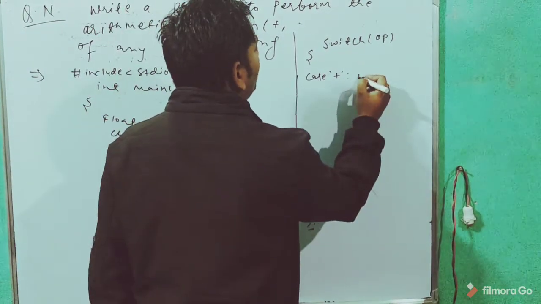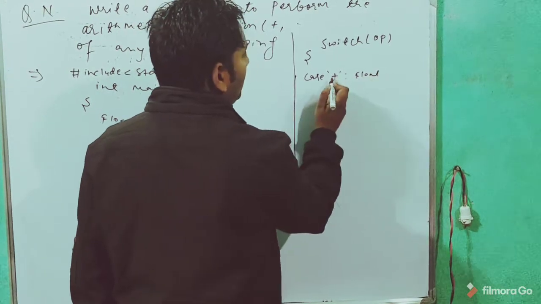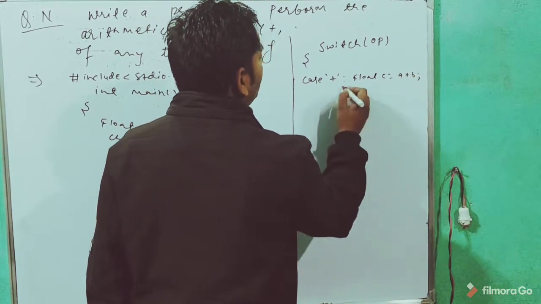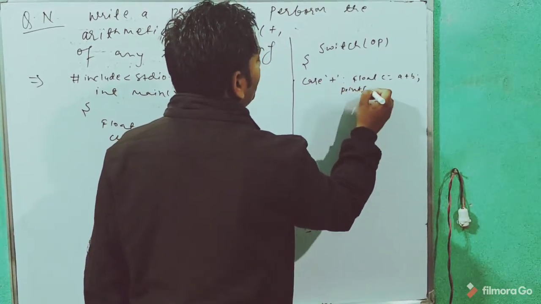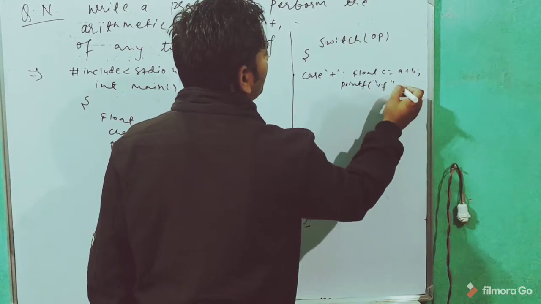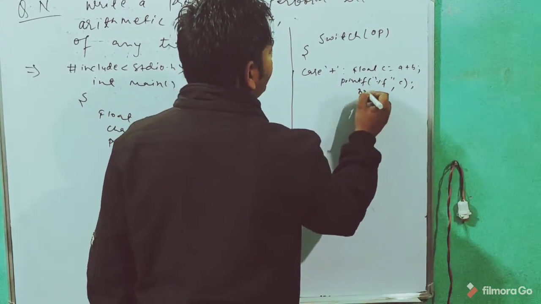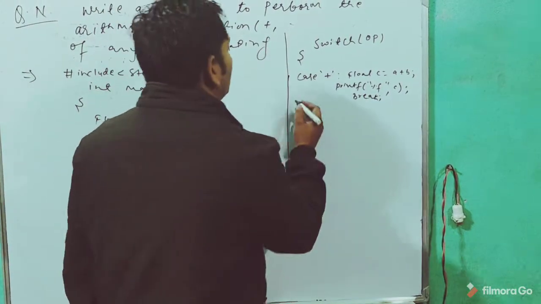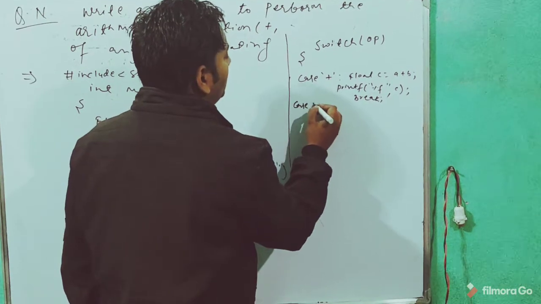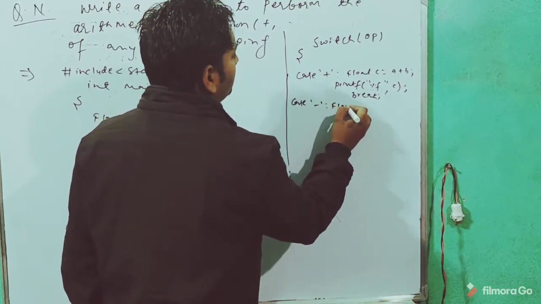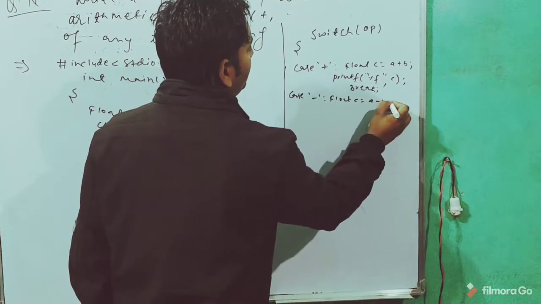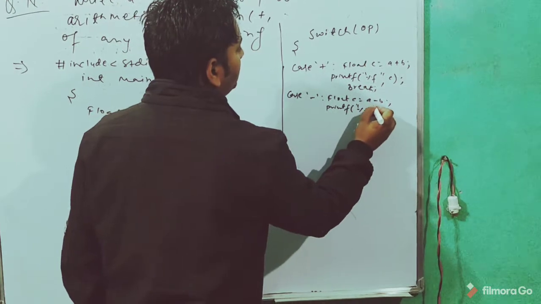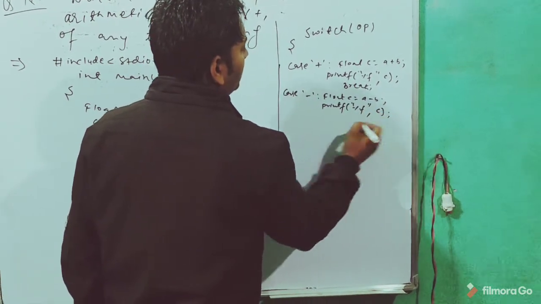Now we have to calculate. This case means addition, so we calculate the addition of two numbers, a plus b, and then print the value: printf %f comma c, then we use the break statement. Similarly we can perform the subtraction, multiplication, and division. For subtraction we use float c equals a minus b, printf %f comma c, then break.